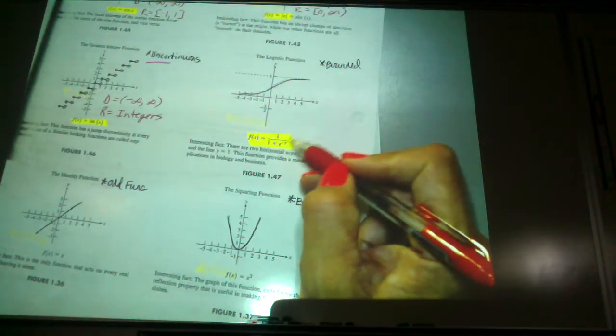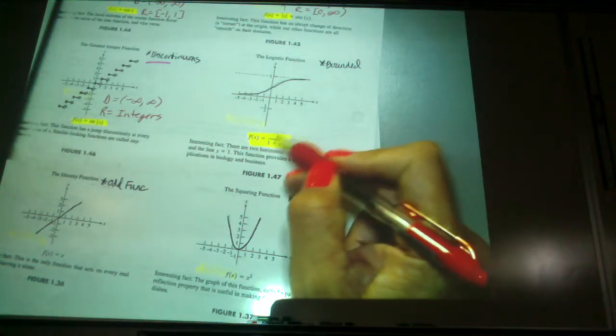The logistic function, which is a tad bit complicated looking, is 1 over 1 plus e to the negative x. Is there any way for this fraction to become 0? What part of the fraction determines whether it's 0? The numerator or the denominator? The numerator. Is there any variable in the numerator? There's no way for this fraction to have a value of 0. So y cannot be 0.